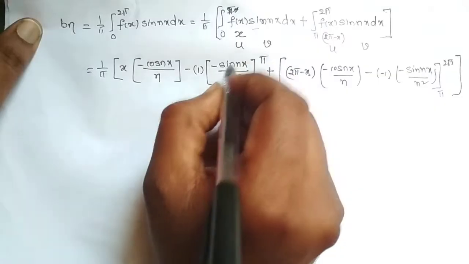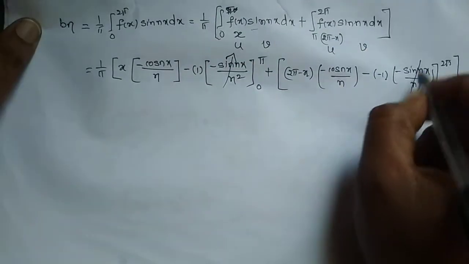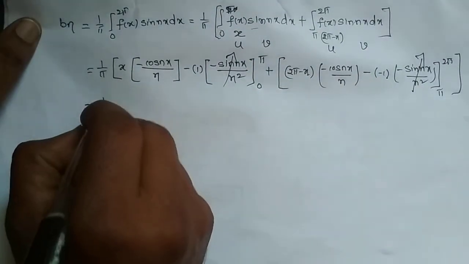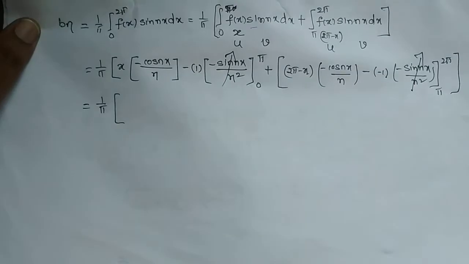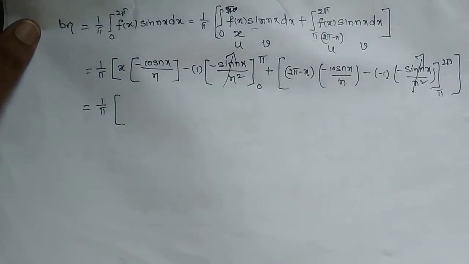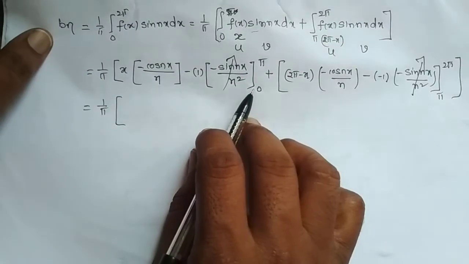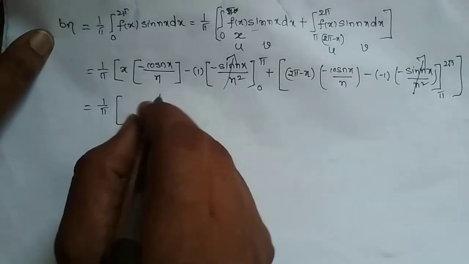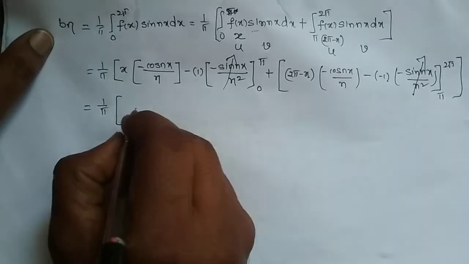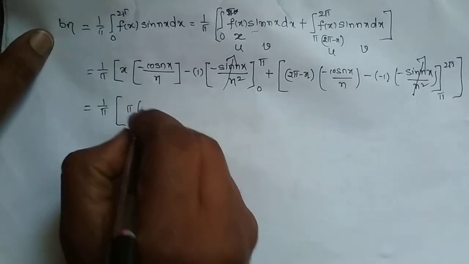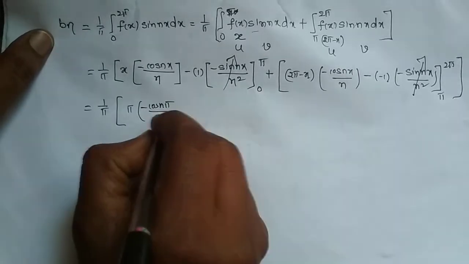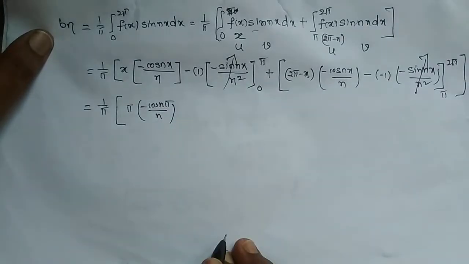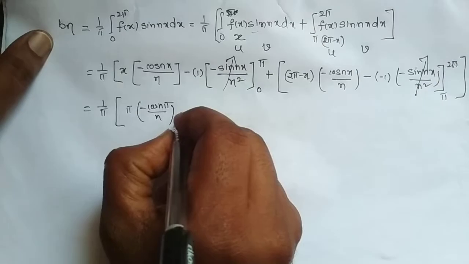So here also I can neglect the sine terms. This is also sine terms. Remaining 1 by pi into, only here the first limit exists, because it is multiplying by x. So only the first limit exists: pi into minus cos n pi by n, and the second limit will be 0.